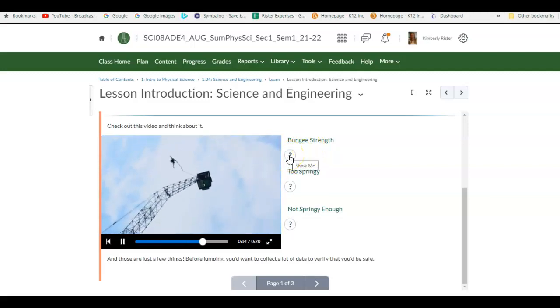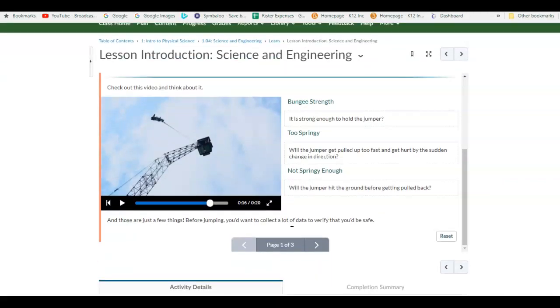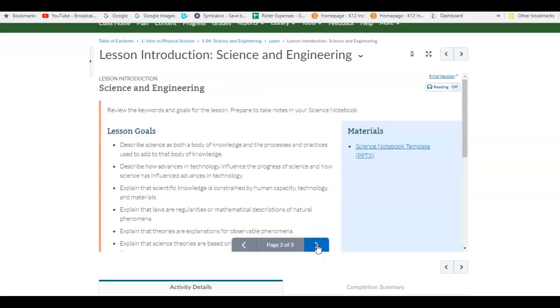Bungee strength, right? So the cord, is it strong enough to hold the jumper? That's important. We've been talking about elasticity. We checked out that word last time. Is it too springy? Is it possible that the person's going to bounce back up and hit any part of that metal? That would be really bad. Or is it not springy enough? Would they hit the ground or something like that? That would be really bad as well, right? So those are just a few things. Before jumping, you'd want to collect a lot of data to verify that you would be safe.